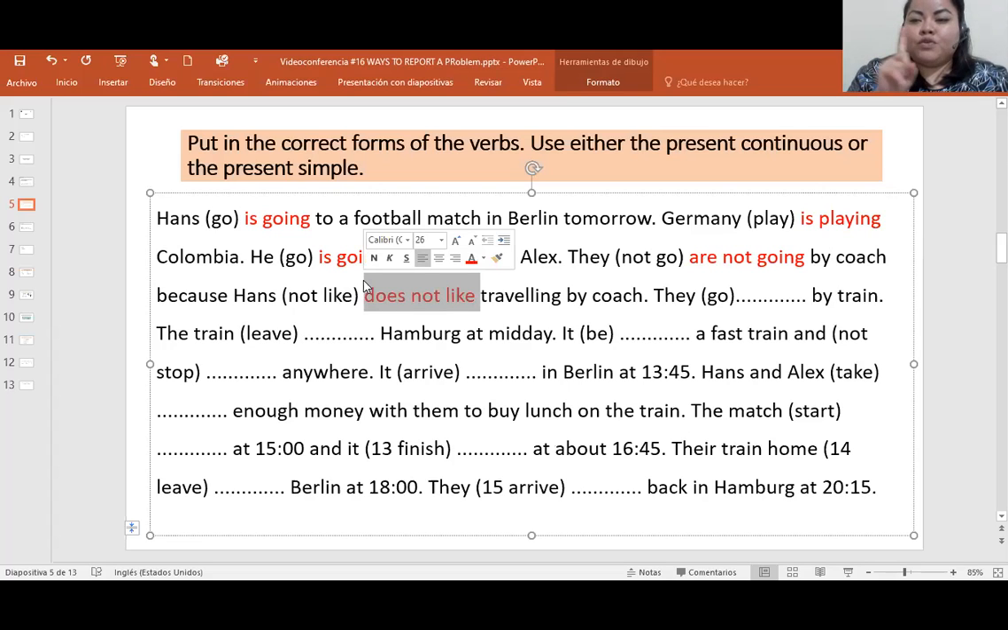We don't use present progressive because this is not something that happens only now, okay? This is a routine, this is a habit. Es algo que él ya tiene, es un hábito, que a él no le gusta viajar en bus, okay? They are not going by coach because Hans does not like traveling by coach, right? Very good. So do we understand, yes, Carmen?